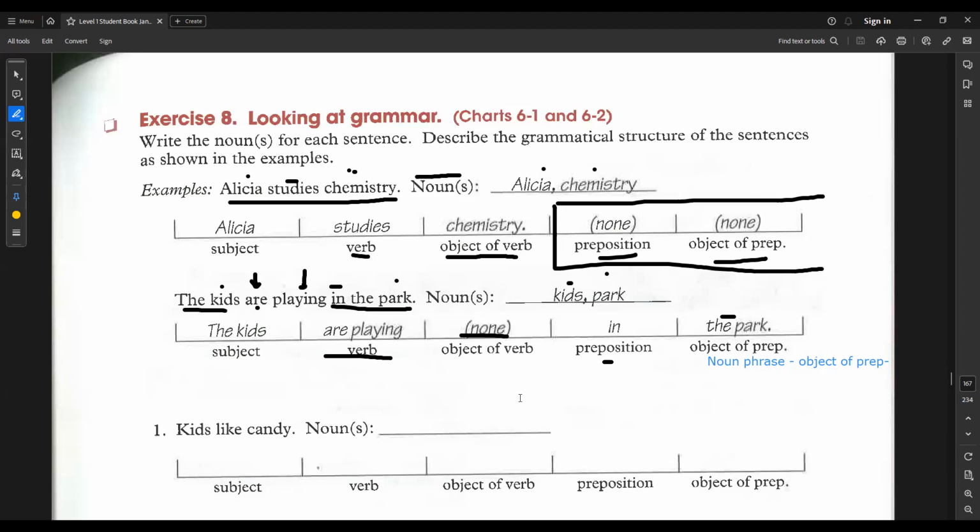Vamos a hacerlo juntos, pues, porque están fríos al parecer. Es que estoy comiendo helado. ¿Estás comiendo qué? Helado. Okay.